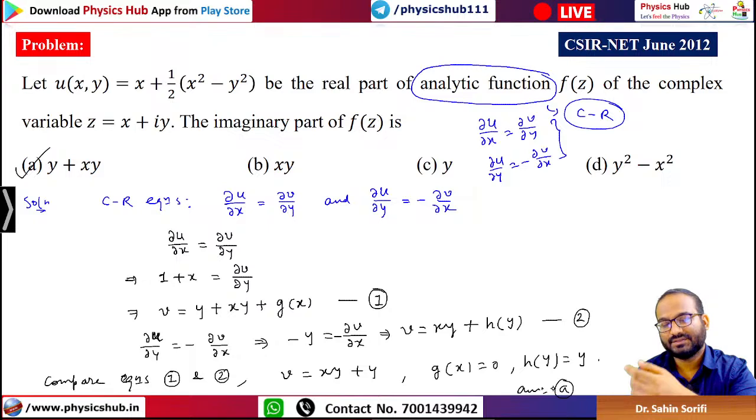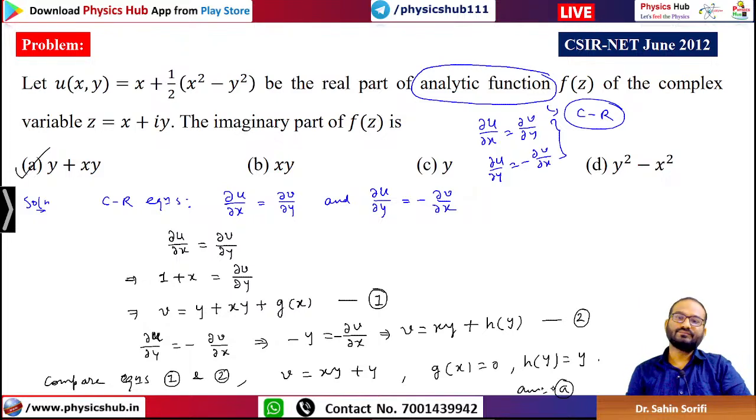And from 2 you can see the function of y is there, and in 1 you see there is a term called y. So, that will be your y, because both conditions must be satisfied: del u by del x equals del v by del y, and del u by del y equals minus del v by del x, to be an analytic function. Clear, guys?